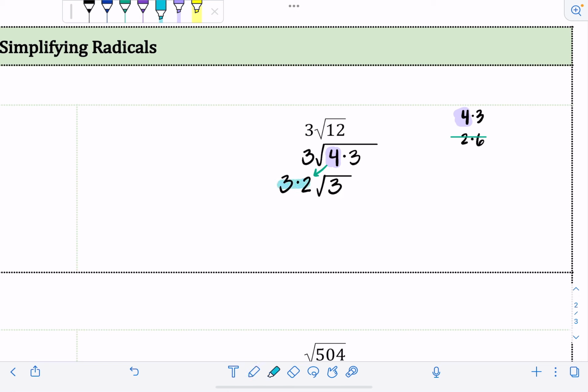And then now I can go ahead and multiply these numbers in front. So 3 times 2 is 6, and then times the square root of 3. And you don't necessarily need to write this step if you just recognize that the square root of 4 is 2, and then I'm going to multiply the 2 by the 3 to get 6 and just jump here. That's okay too.